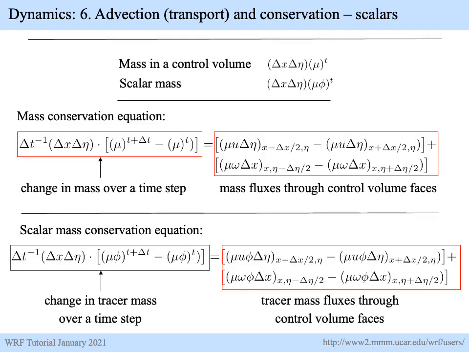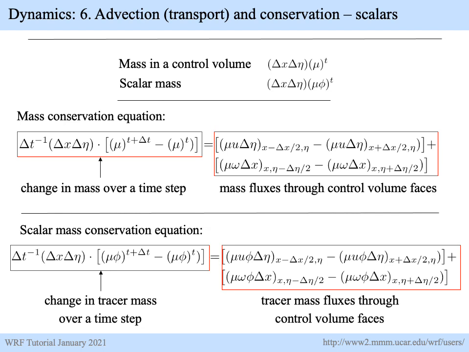So the conservation of scalar mass is based upon the conservation of dry air mass. And that's because the scalar mass is just the dry air mass times the mixing ratio for that scalar quantity. And that mixing ratio is itself the mass of the particular quantity divided by the mass of dry air. So when you multiply mu times that, you get the mass of that particular scalar.